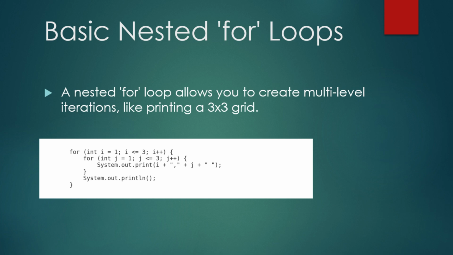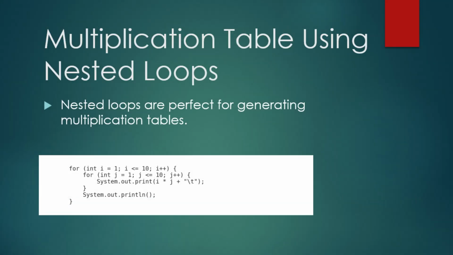In this example, we have two loops, an outer loop and an inner loop. The outer loop runs 3 times, and for each iteration of the outer loop, the inner loop also runs 3 times. The result is that the inner loop prints a grid of coordinates, where each coordinate represents a position in a 3x3 grid. This is a great way to handle tasks that require multiple levels of iteration. Let's apply this concept to a practical example.